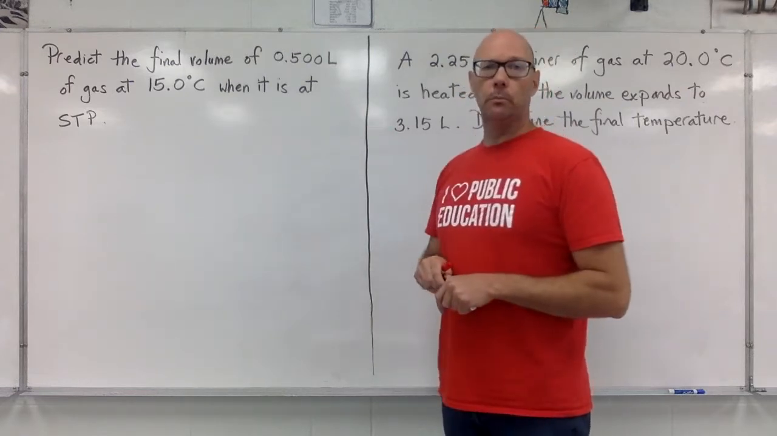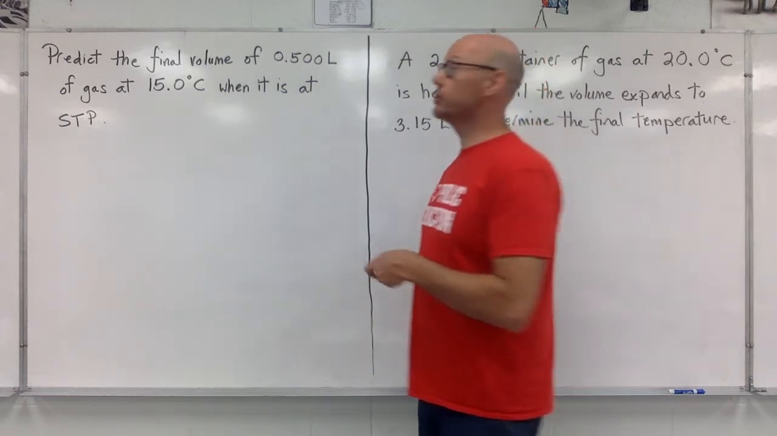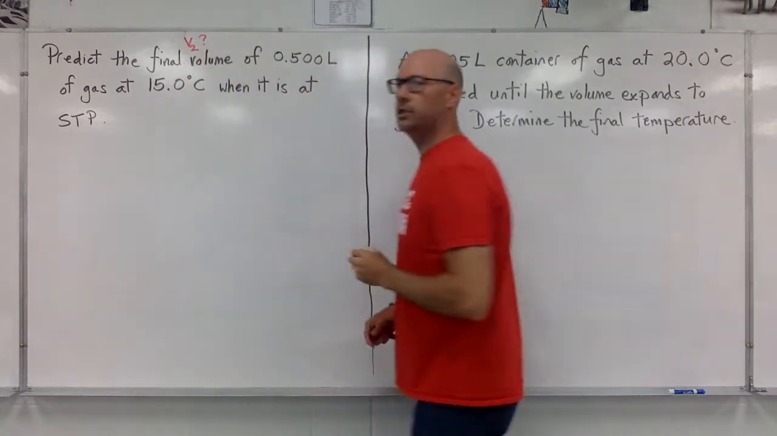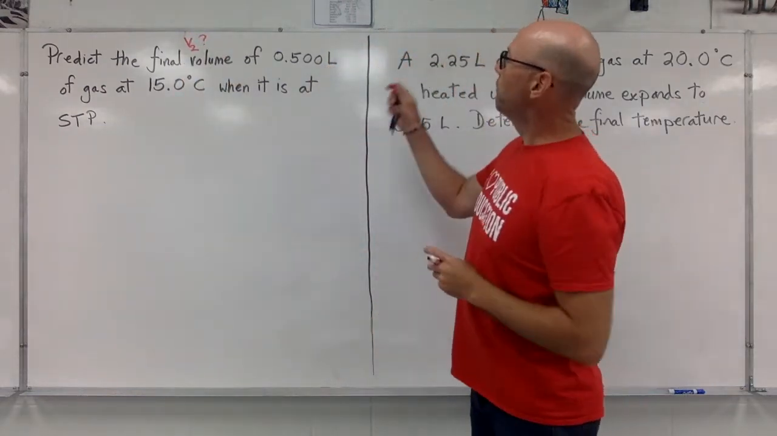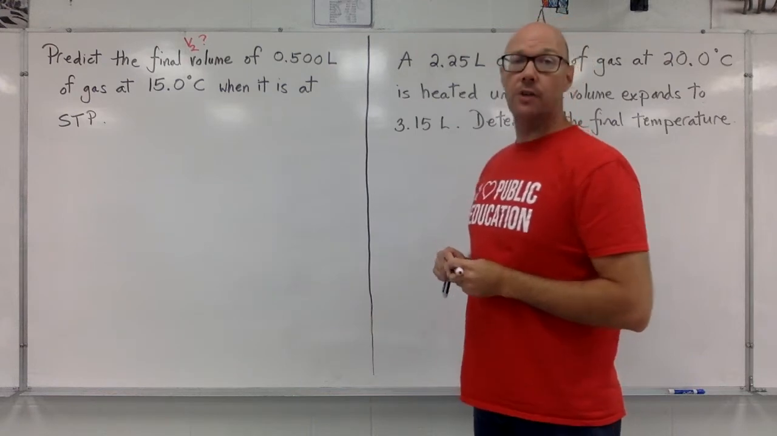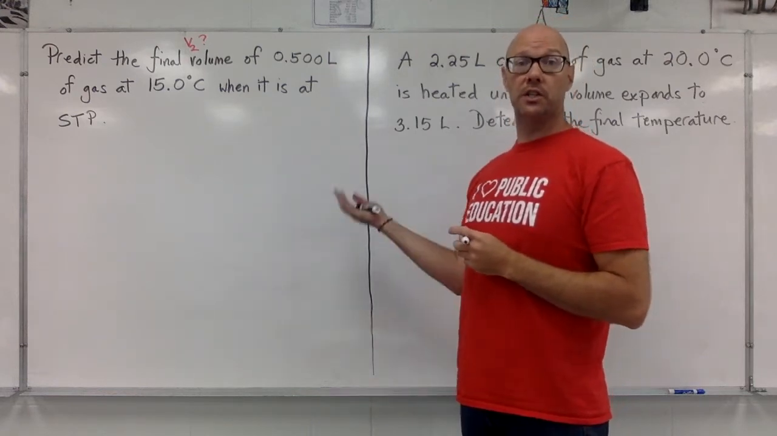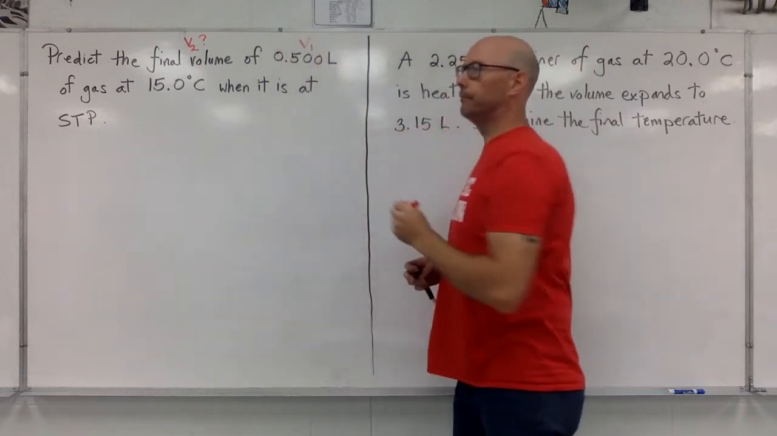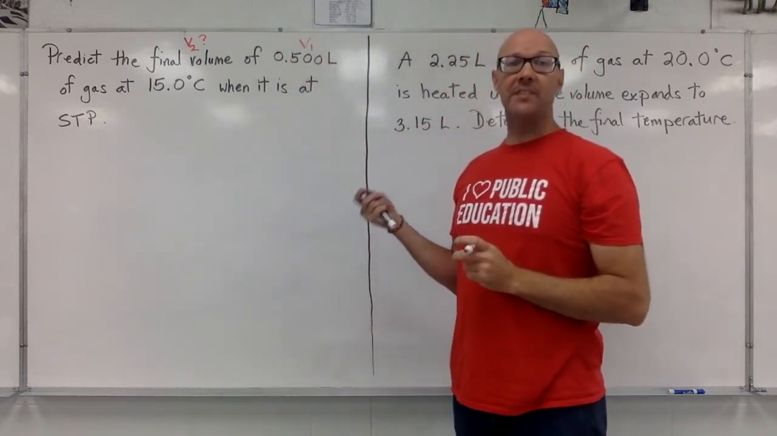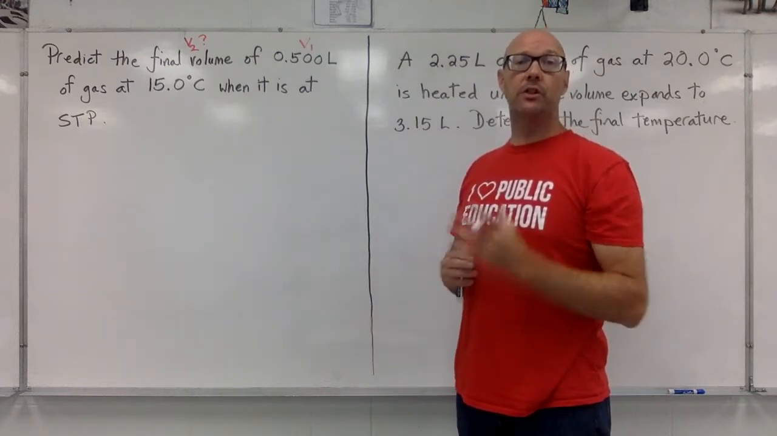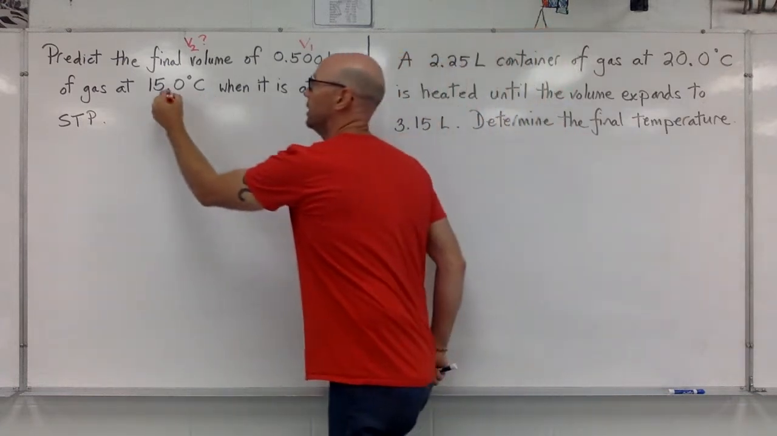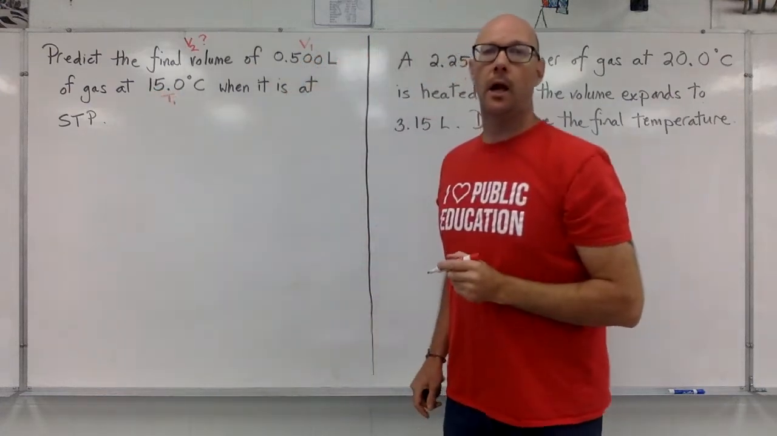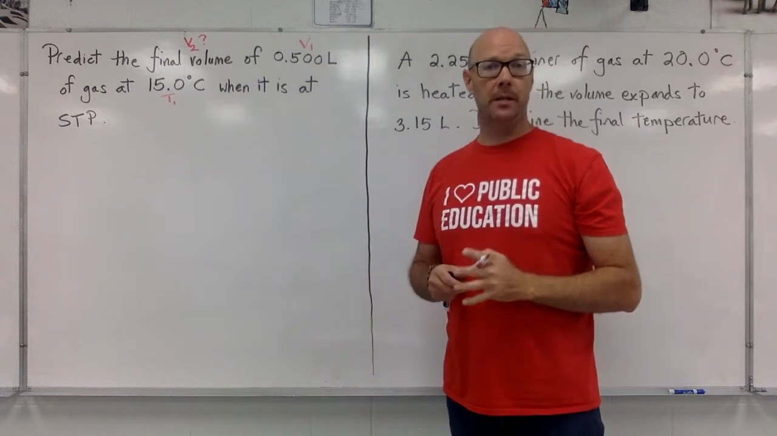Predict the final volume. Oh, the question's asking me to solve for V2. What's V2? Of 0.500 liters of gas. Oh, if I'm looking for V2, this 0.500 liters must be V1. This initial volume of gas is at 15.0 degrees Celsius. That's T1. And now we're going to move to STP.